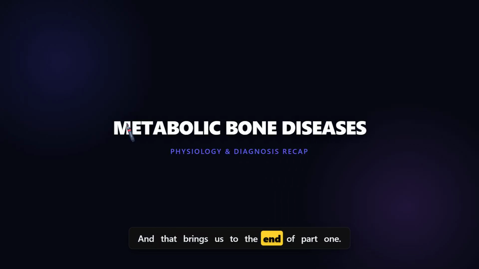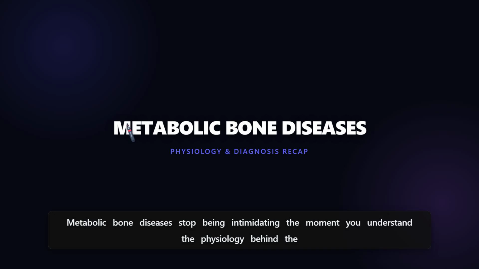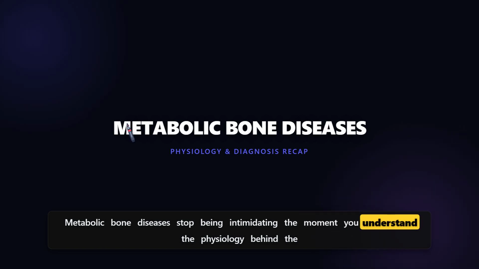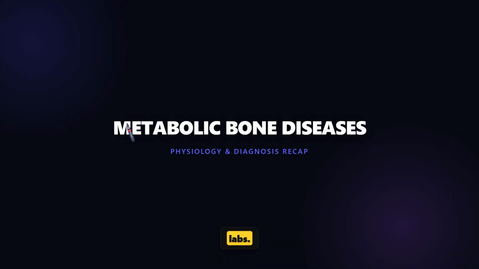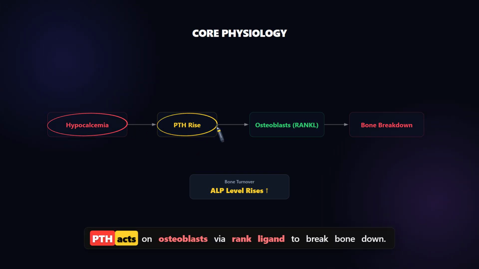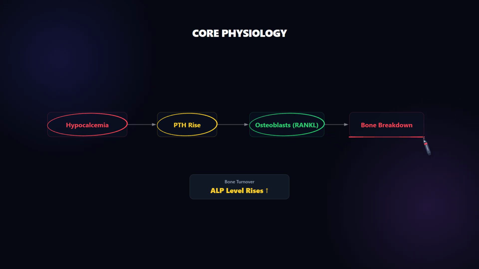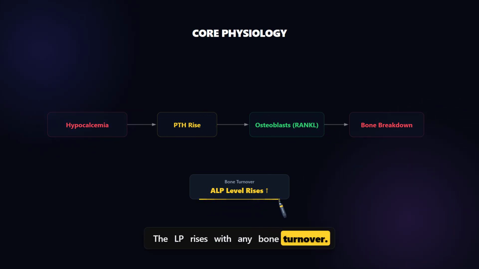And that brings us to the end of part 1. Let's just take a moment to pull everything together. Metabolic bone diseases stop being intimidating the moment you understand the physiology behind the labs. Hypocalcemia triggers PTH. PTH acts on osteoblasts via RANK ligand to break bone down. ALP rises with any bone turnover.